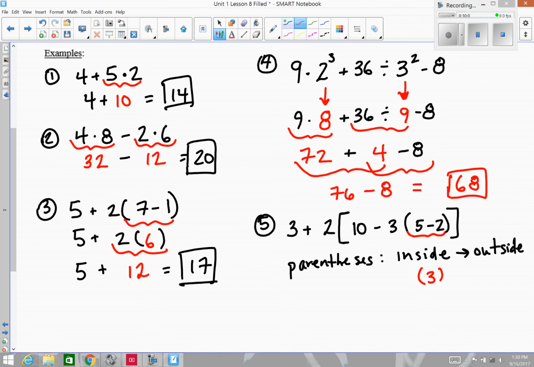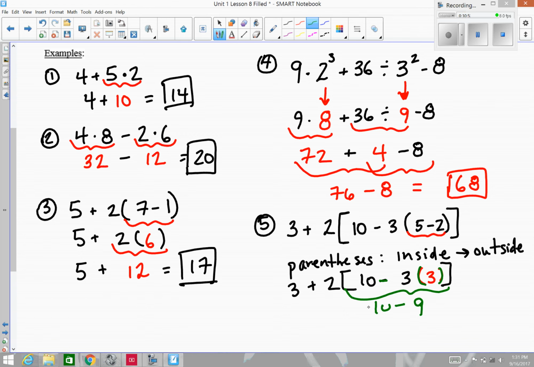And I'm going to bring down everything else. So I have 3 plus 2, my square bracket parentheses, 10 minus 3 gets multiplied by what I had inside my curved parentheses earlier. Now I'm still trying to work on my parentheses, so I'm looking at this set of parentheses here, and I have to evaluate a subtraction and a multiplication. Multiplication comes before subtraction, so I need to evaluate this 3 times 3 first. That's going to give us 9.